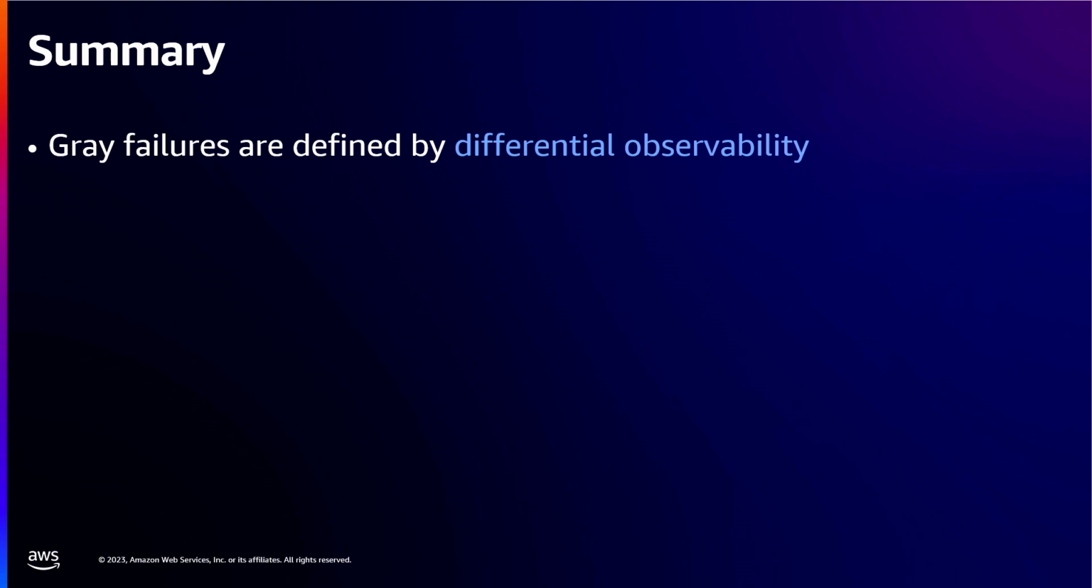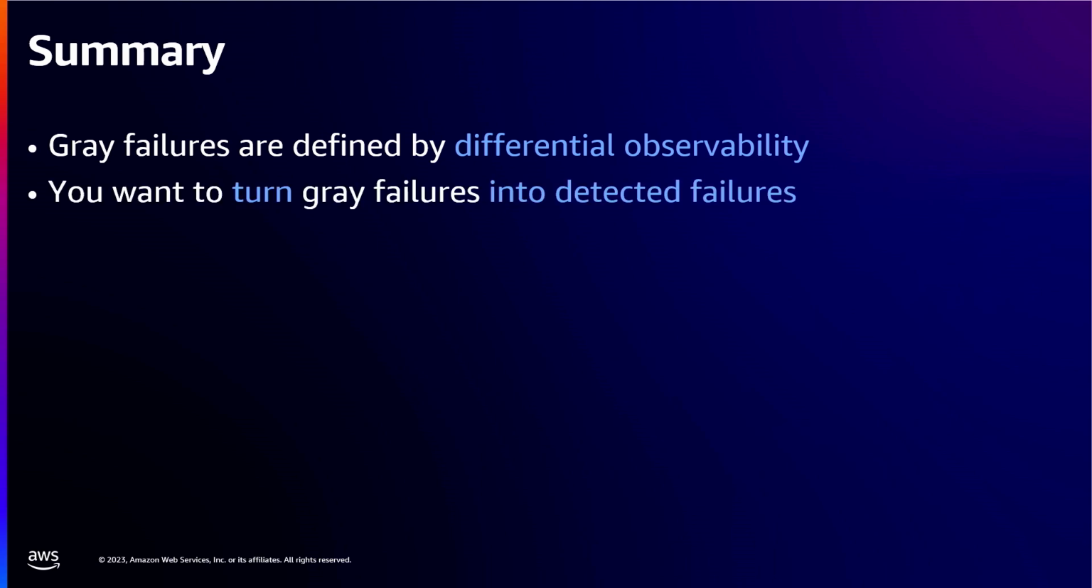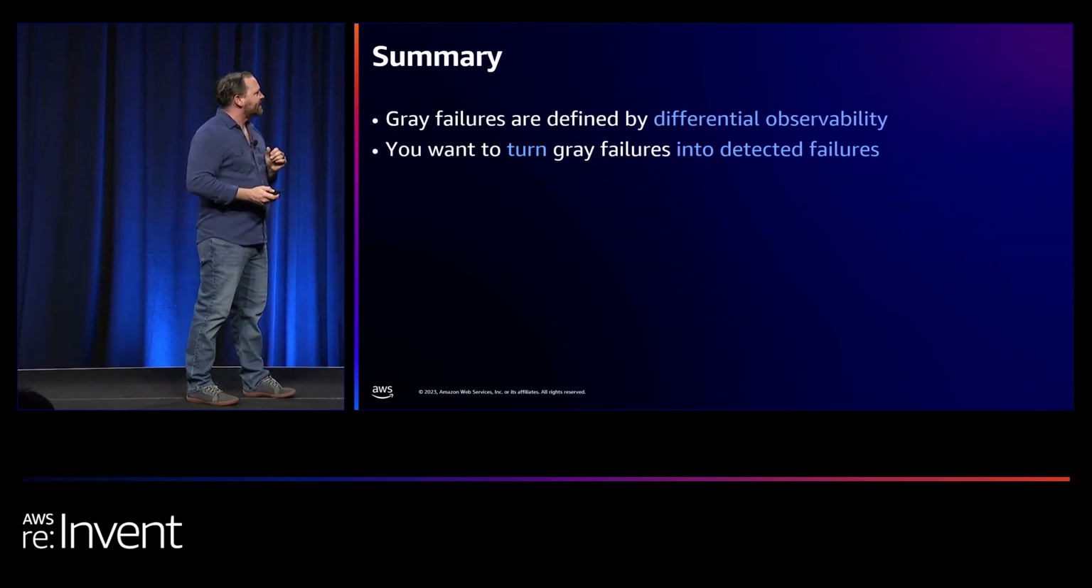Okay, so summary. We started talking about gray failures and what they are. They're defined by the idea of differential observability, which means that health is observed differently from different perspectives. You as a customer may see something that's impacting you or unhealthy, while the underlying system doesn't. What we want to do is turn gray failures into detected failures, right? And this may be true for your system and your customer experience, as well as the dependencies you use. We don't want them to be gray, we want them to be detected.